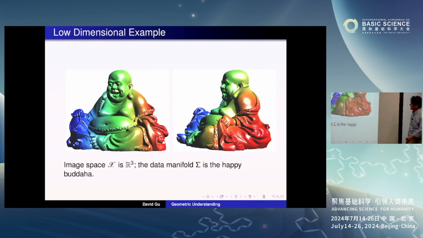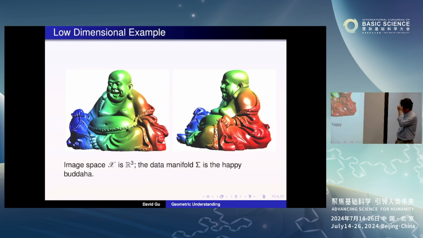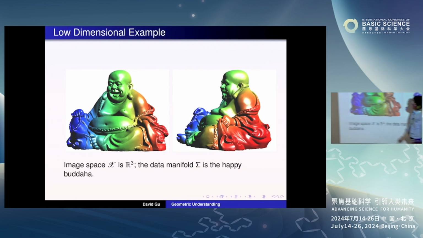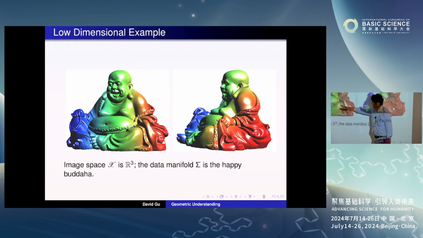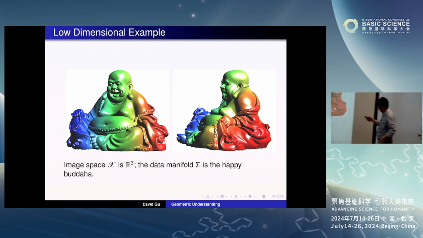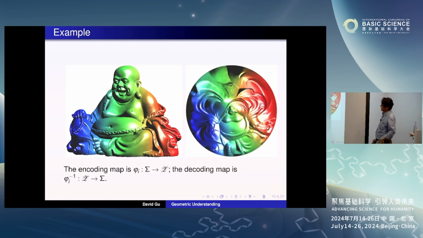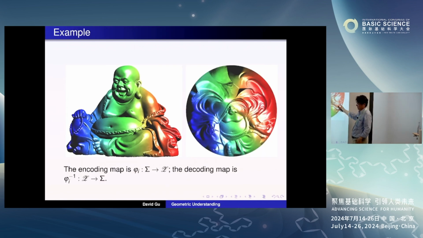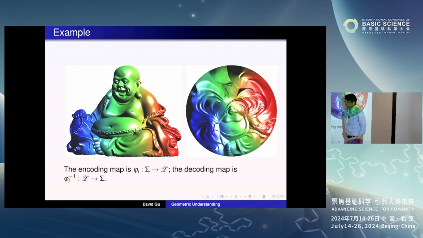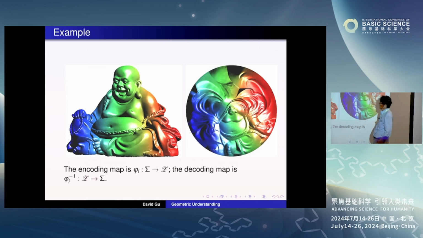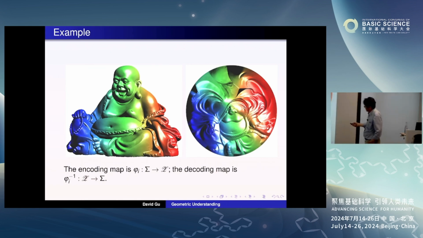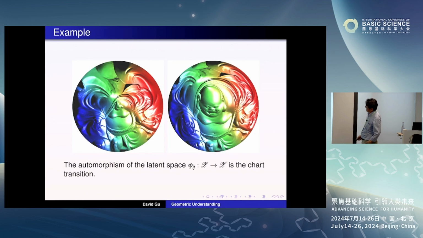Here we can visualize the concept using a low-dimensional example. We have a 2D surface. The dimension of the surface is 2D, but every point on the surface is 3D. So you'll see the difference between the ambient space and the manifold itself. We flatten the surface to the 2D plane using Riemann mapping. This is called encoding, and the inverse is called decoding. Encoding is basically a homeomorphism, but there are many, many different ways for encoding.